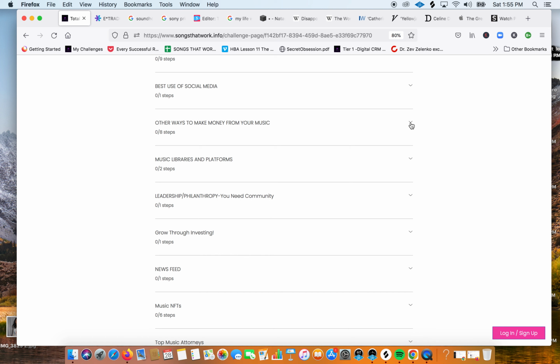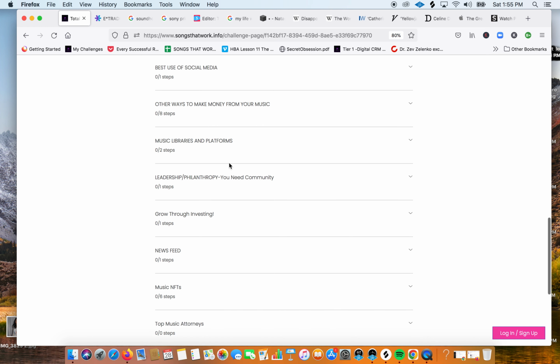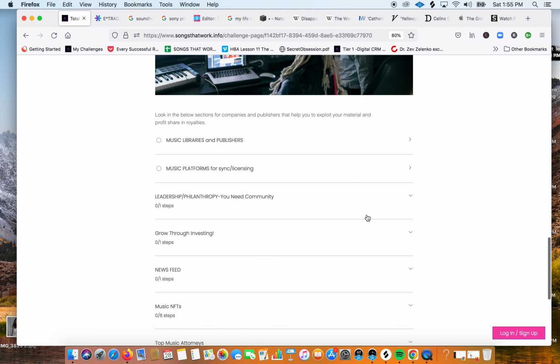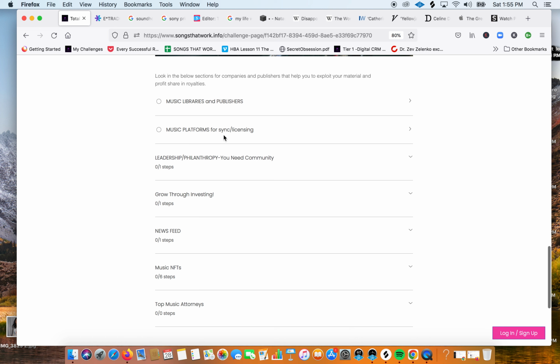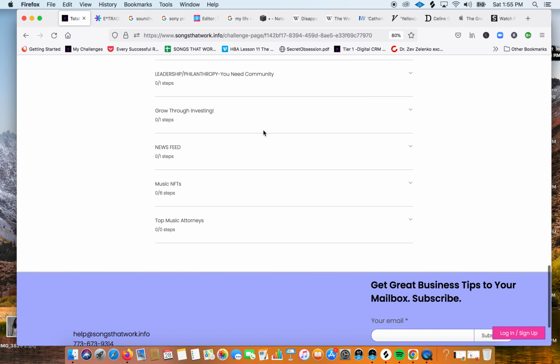This one is going to be found in this section called Music Libraries and Platforms. When you come in here, it's going to be under platforms for sync and licensing, and that is only in the full version of Songs at Work. So you'd have to upgrade to get information on that.